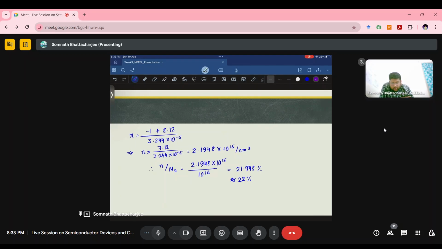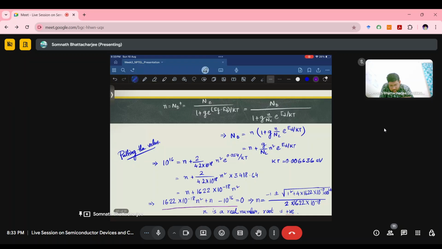In that I have got n plus 1627.92 instead of 1622. So in this value there may be a minor miscalculation. Just let me recheck. So you have got in the quadratic equation 1627.92 into 10 to the power minus 18.